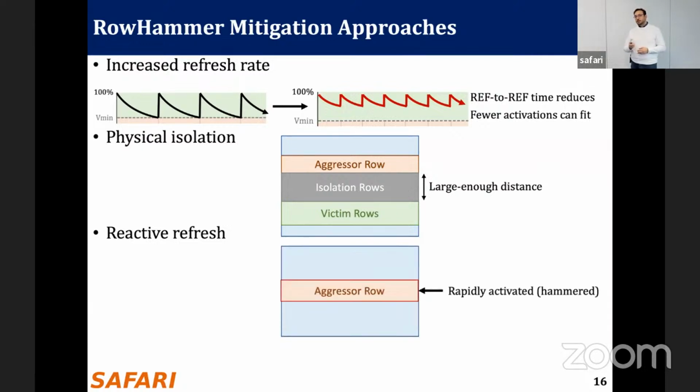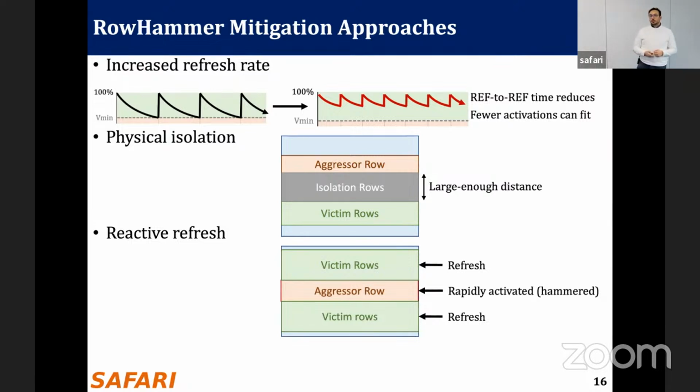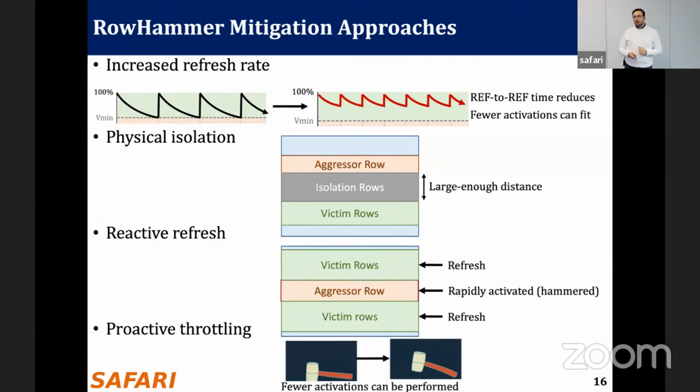The third one is reactive refresh. Here, you have an aggressor row, which is rapidly activated or hammered, and it potentially affects the victim rows nearby. To mitigate this, you first identify which row is being rapidly activated, and then you refresh the rows nearby. And the last one is proactive throttling. Basically, you slow down the system so that nobody can hammer rows frequently enough to induce bitflips.